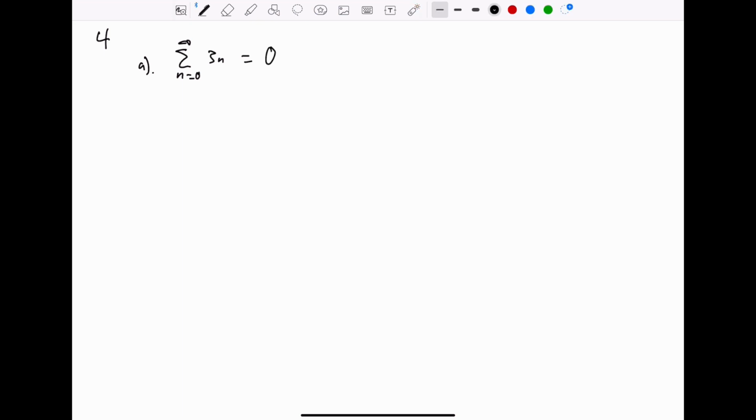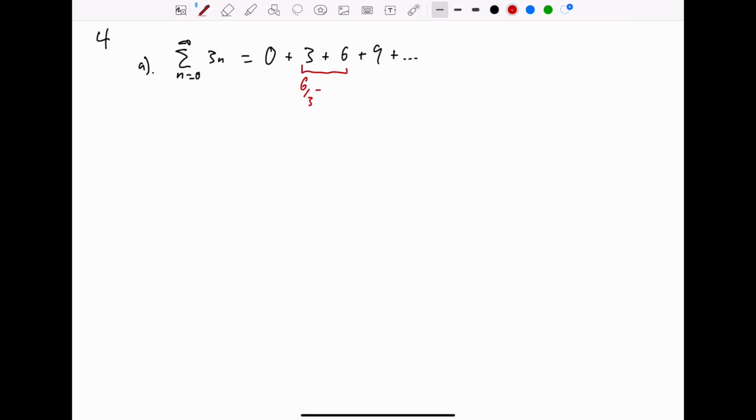And then when n equals 1, we have 3 times 1, 3. If n equals 2, we have 3 times 2, 6. If n equals 3, that would be the next term. We have 3 times 3, 9. So we have 3 plus 6 plus 9, etc., etc. Is there a common ratio here? Here's how we can tell. Let's take two consecutive terms and look at the ratio.